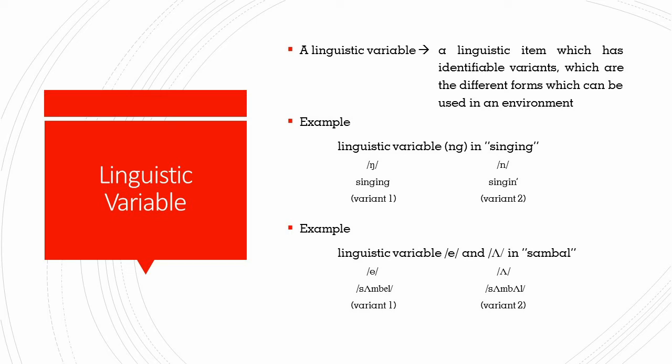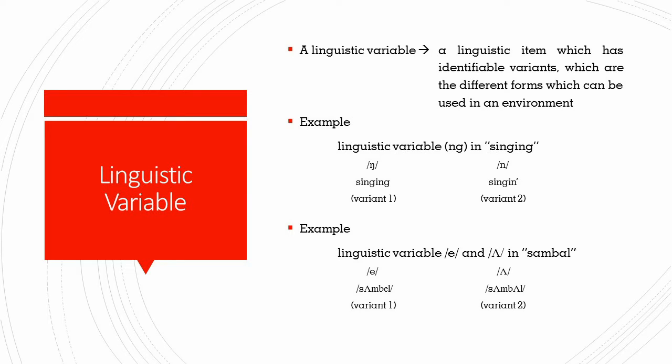They will have this stop sound at the end of the words. So singing becomes singin', and fishing becomes fishin'. This sound omission is our linguistic variable. You can choose your linguistic variable as you like, depending on your research. It can be maybe the R-less pronunciation or maybe the R stressing variable.